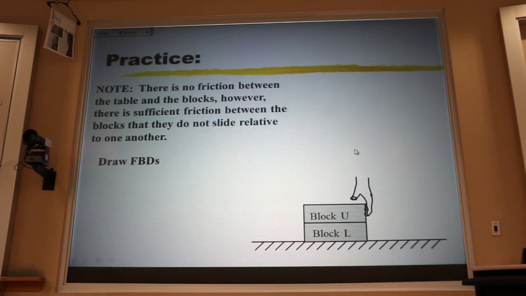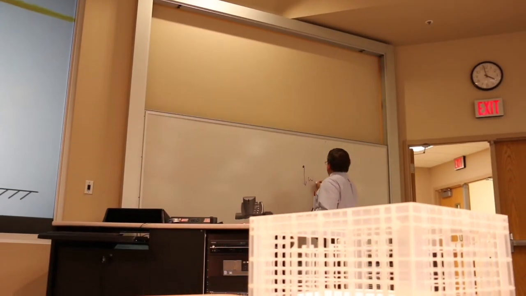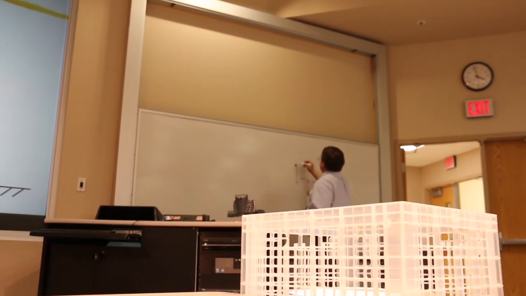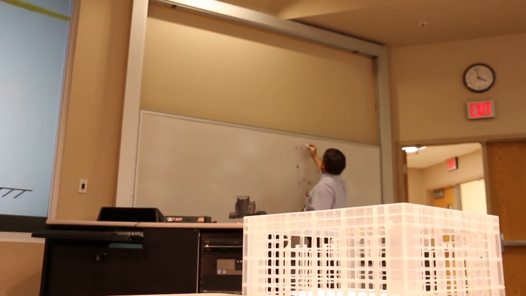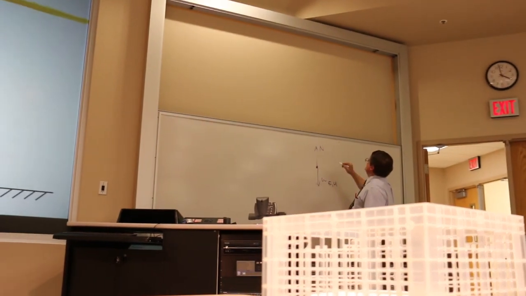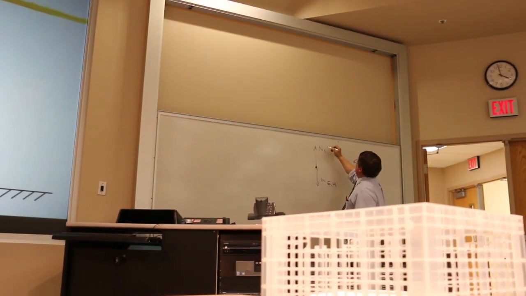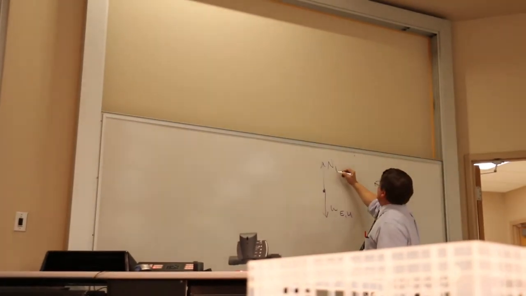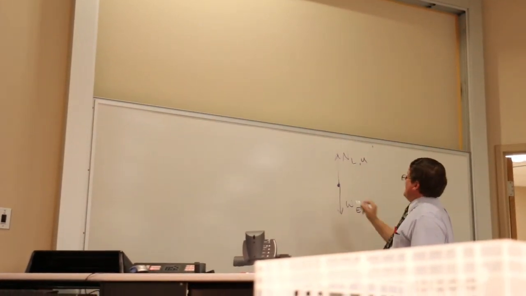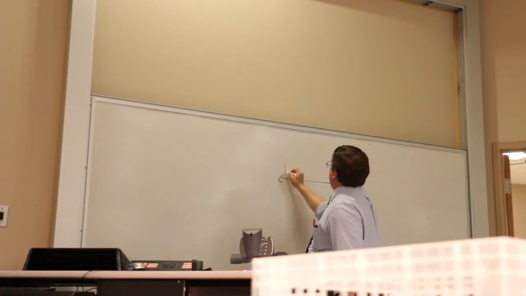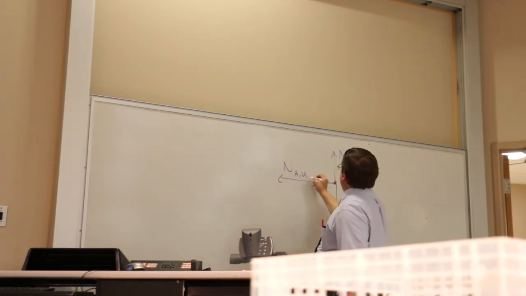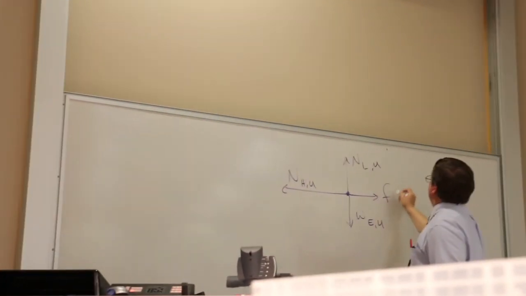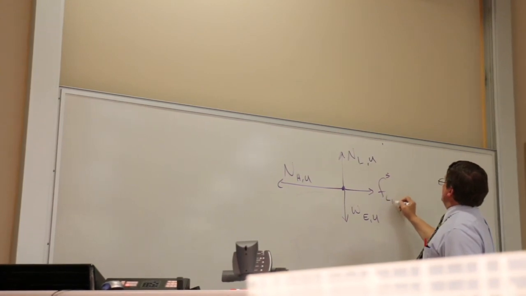The free body diagram for the upper, I have the weight of the upper, I have a normal by the lower on the upper, and I have a force by the hand on the upper, and I have a friction force, static friction, by the lower on the upper.